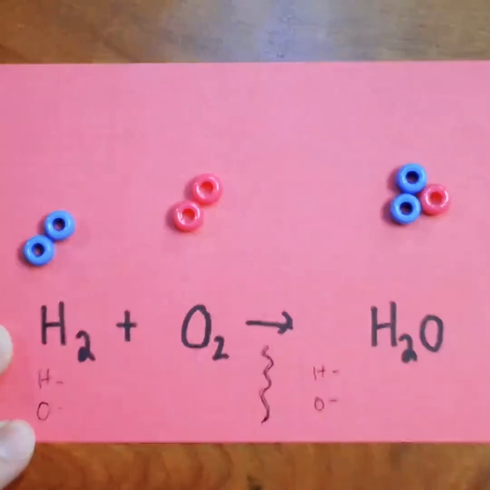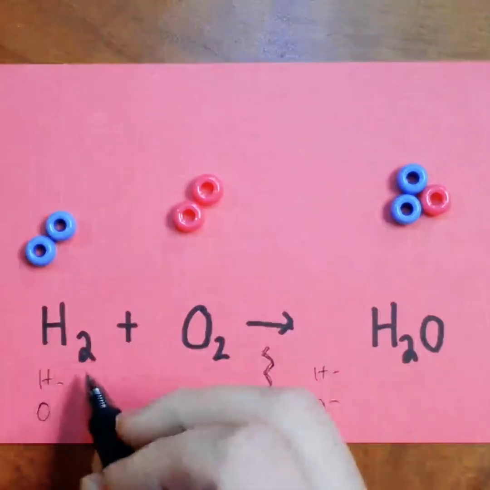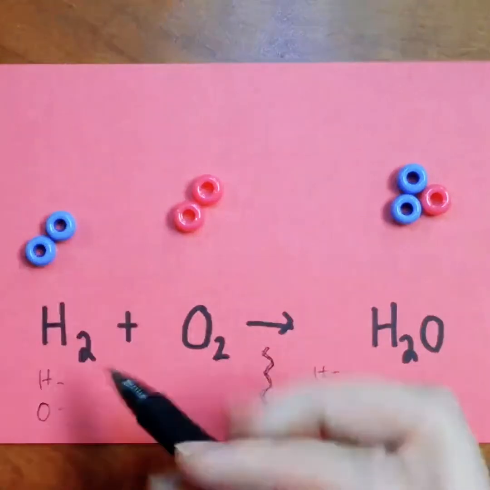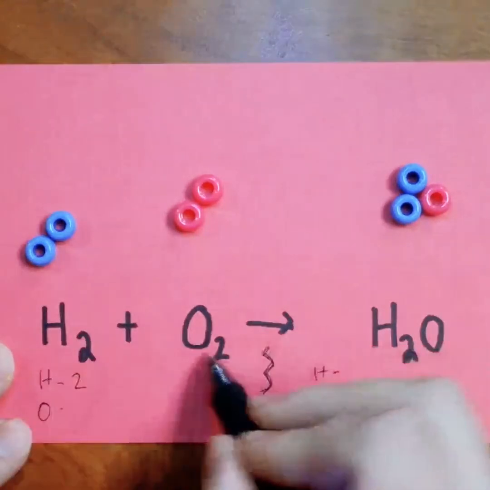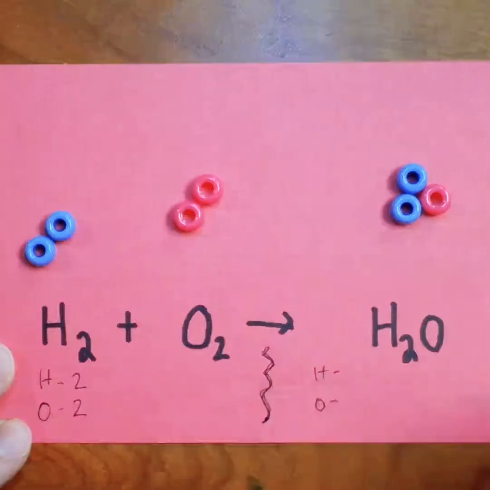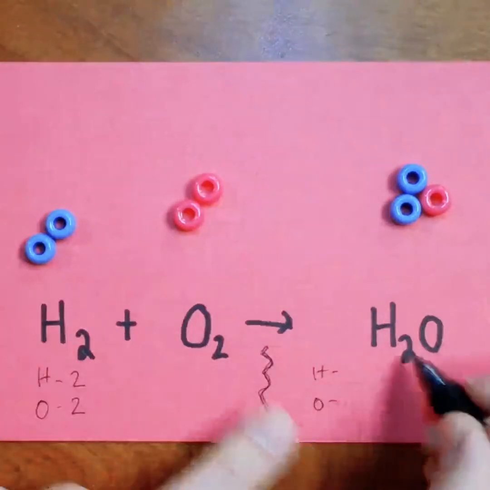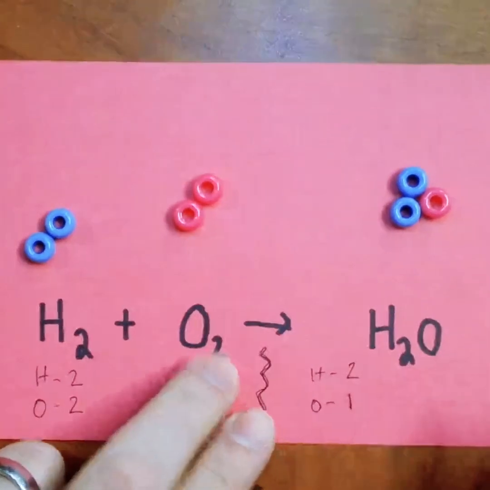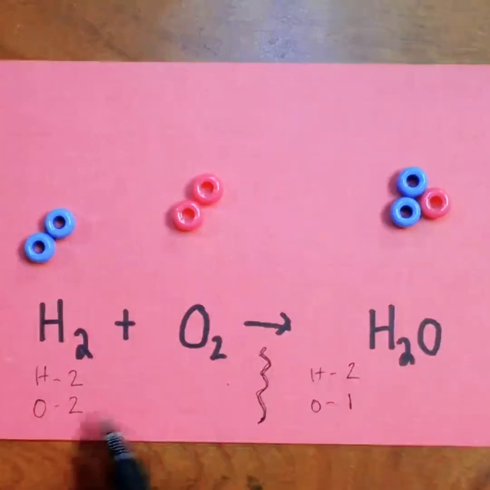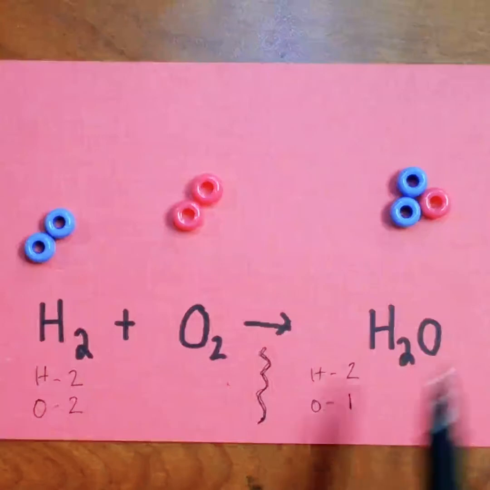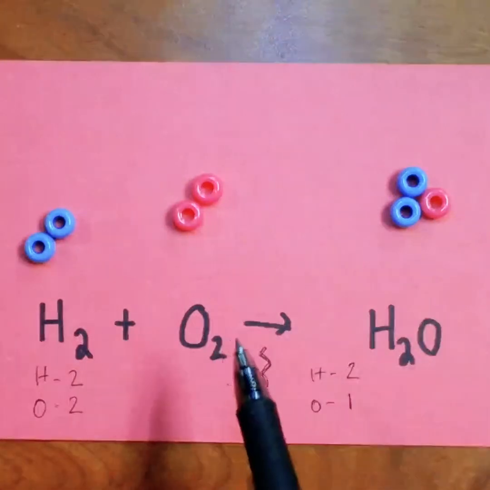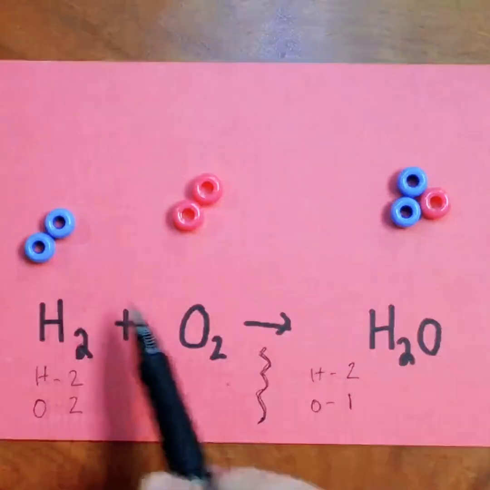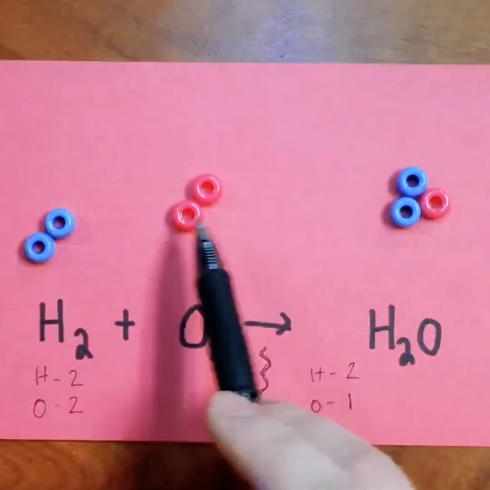As you look through, though, when we try to balance this equation, we're going to have to start off by counting out the number of atoms. So on the left, we have 2 hydrogen atoms, which are represented by 2 blue beads. We also have 2 pink atoms, which are oxygen. On the right, we have 2 blue and 1 pink. So looking at this, the law of conservation of mass is not happy. So this chemical equation is broken. So what we're going to need to do is we're going to need to fix this.